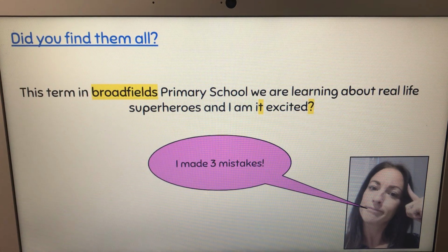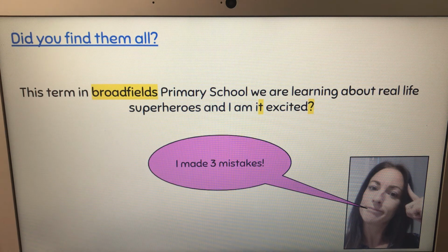Well done to those of you that found all of my mistakes. I made 3 mistakes. The first mistake is that I didn't use a capital letter for Broadfields. Why did I need a capital letter there? That's right. It's a proper noun. It's the name of a place. So I should have had a capital B for Broadfields.